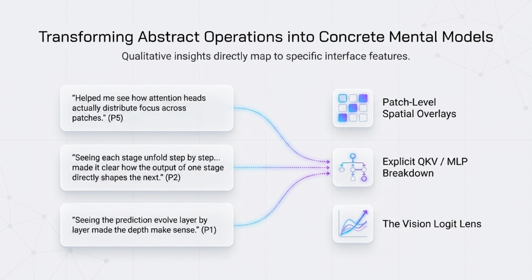Qualitative feedback directly mapped to our interface features. Users stated that the spatial overlays helped them see how attention heads distribute focus, the explicit QKV breakdown made the pipeline's logic clear, and the Logit Lens made the network's depth actually make sense.